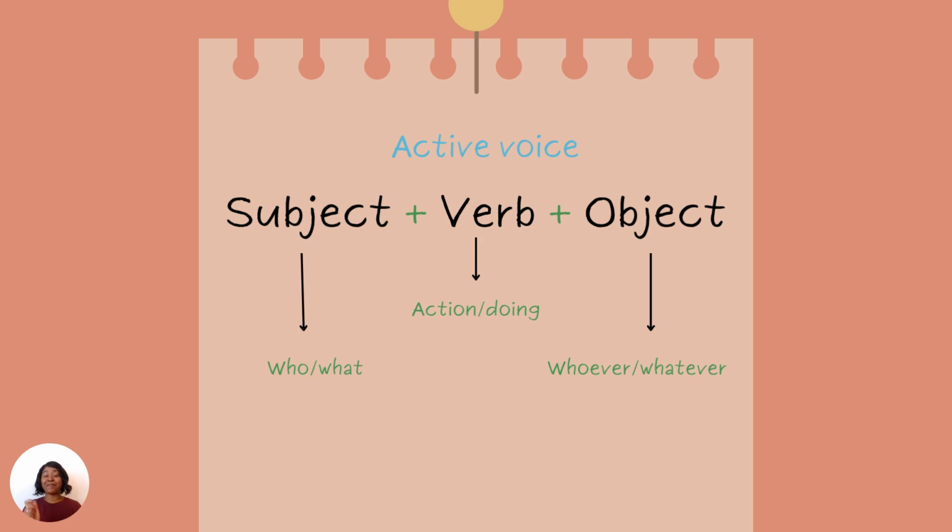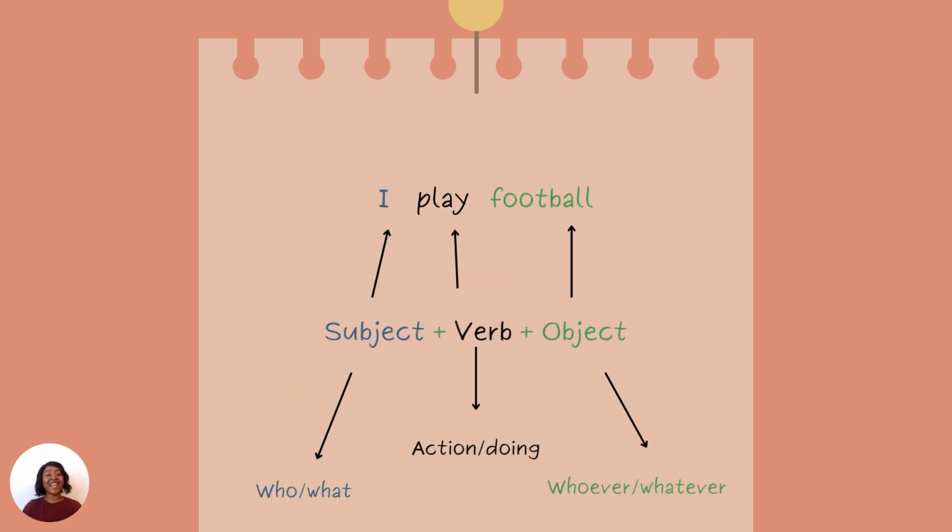Subject, verb, object. Let's look at an example. Here we have I play football. The subject is I, so someone, okay, is doing an action. Play, a verb, a doing word, is doing an action to something. Football. So I play football. Subject, verb, object.